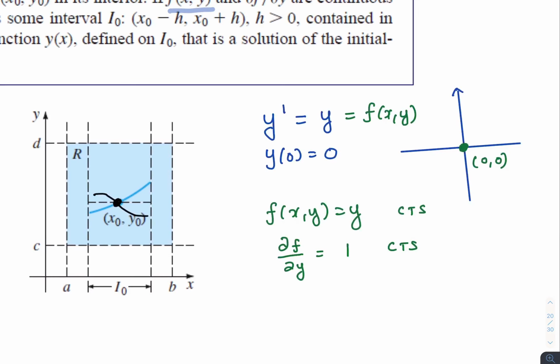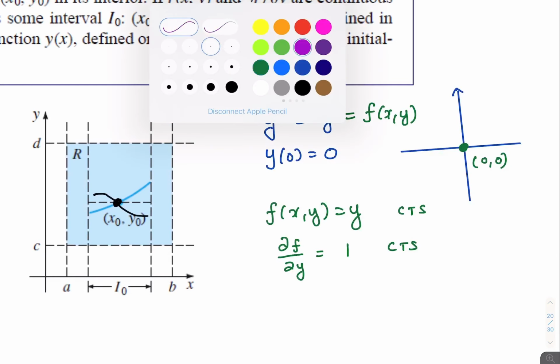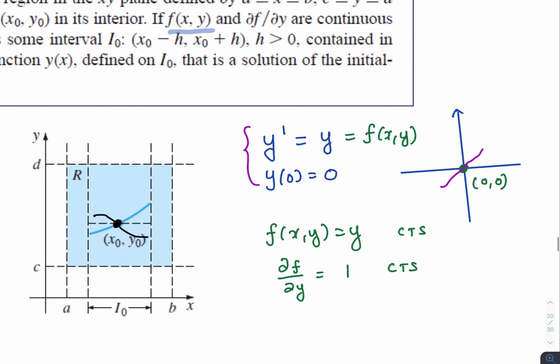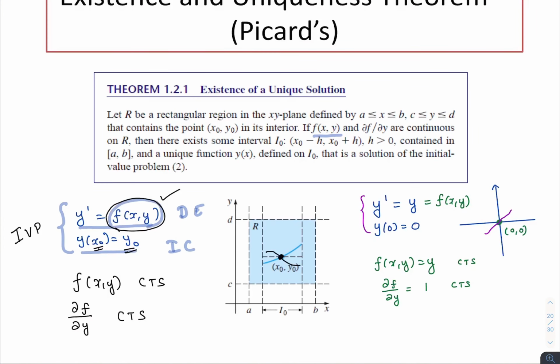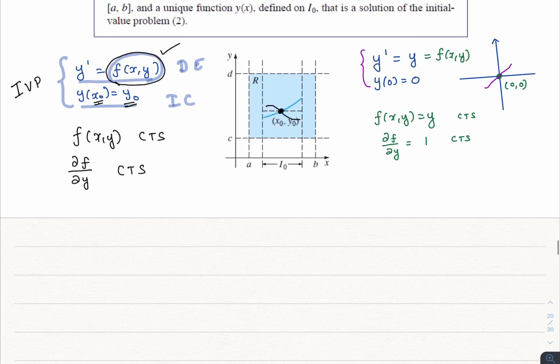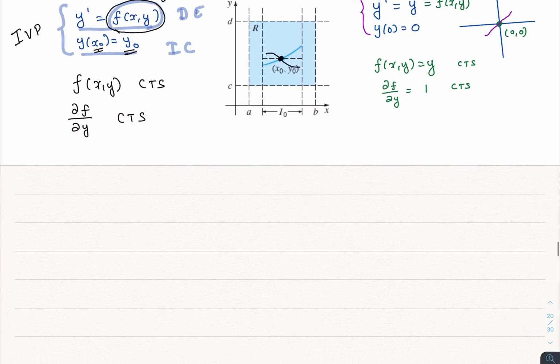So we can guarantee that the solution to this initial value problem in the neighborhood is going to be unique. First of all, you will have a solution. He guarantees the existence, and second, he says there's only one solution. You will not have more than one solution. So that's what Picard guarantees on this particular one. There are some wonderful implications of this, and we will talk about those wonderful implications in the next video.